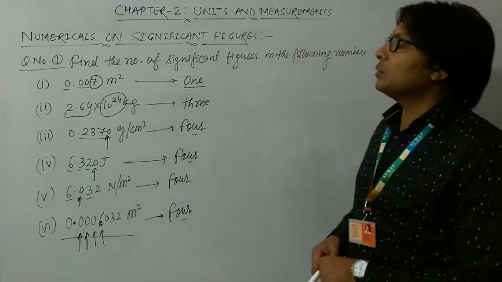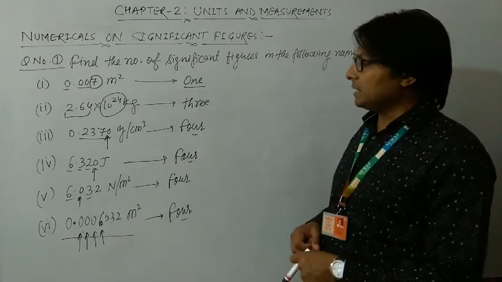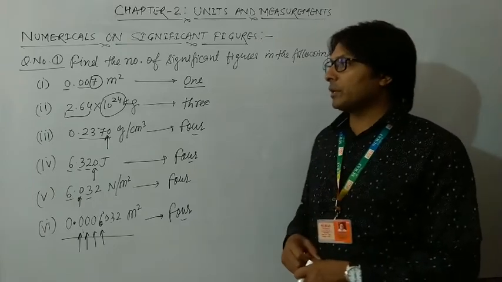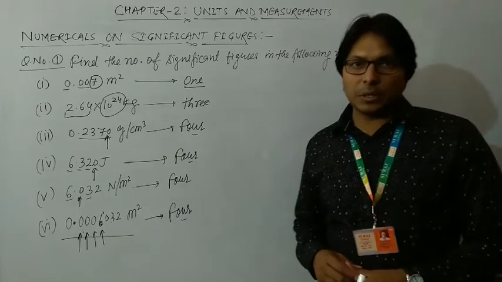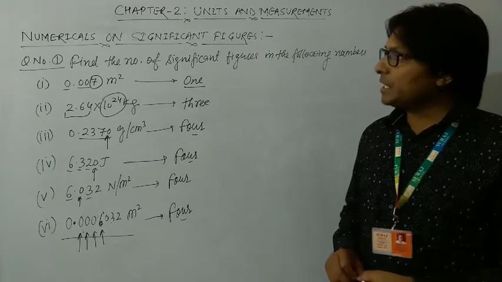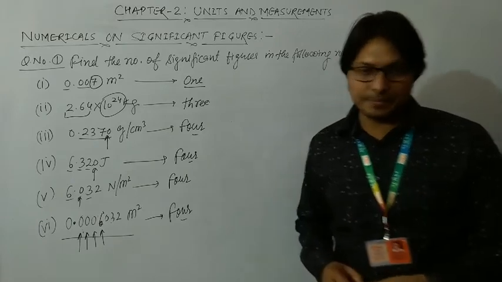So this is how you will find out the significant figures in the following numbers, or we can say in this example. So let us have some arithmetic operations based on significant figures and rounding of the number.